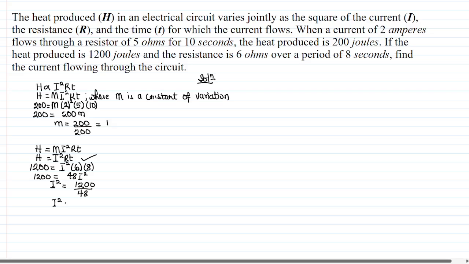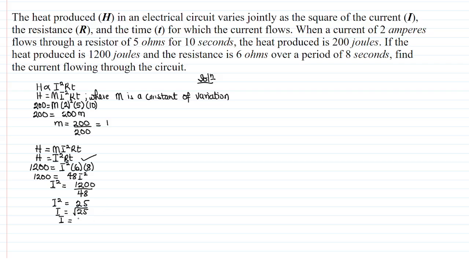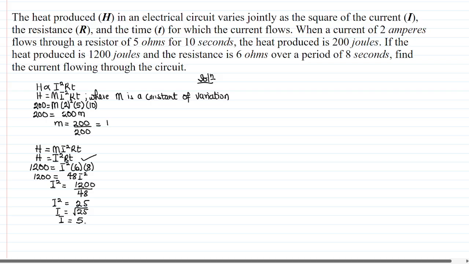So I squared gives us 25. Then I becomes the square root of 25. We have plus or minus, but because we're dealing with an electrical circuit and electrical current flowing through it, this gives us the positive side. So we have 5 amperes as our current flowing through the electrical circuit in this question.